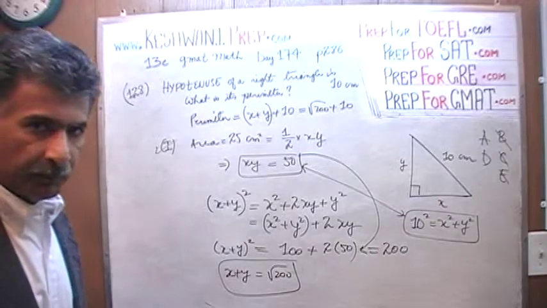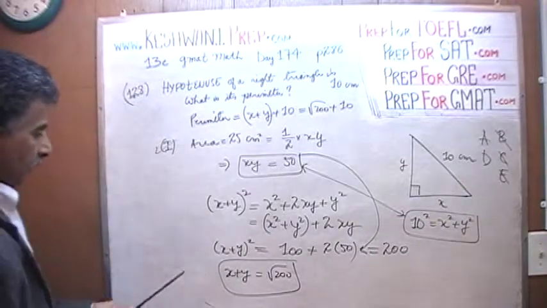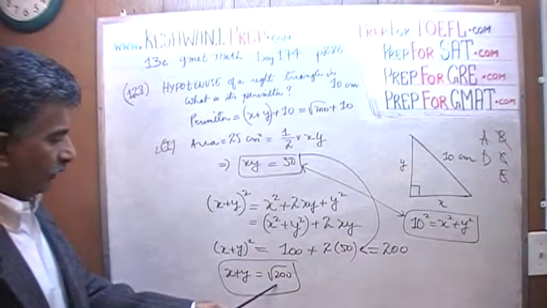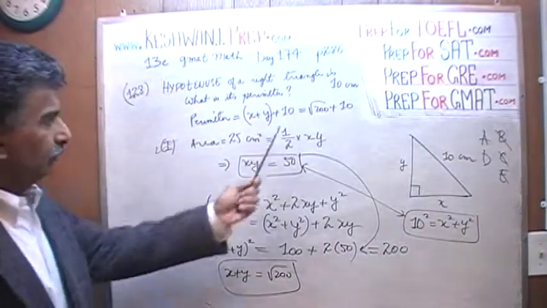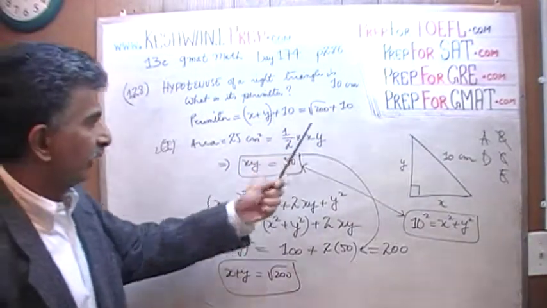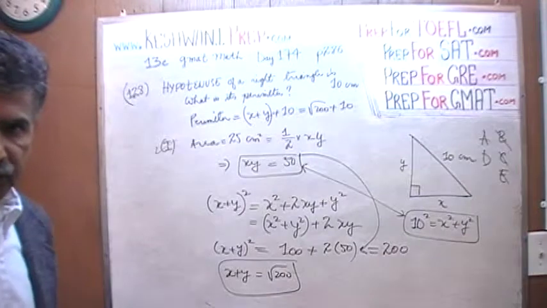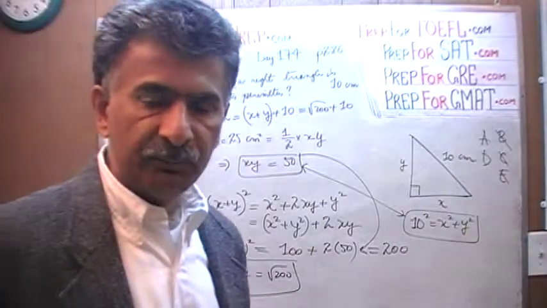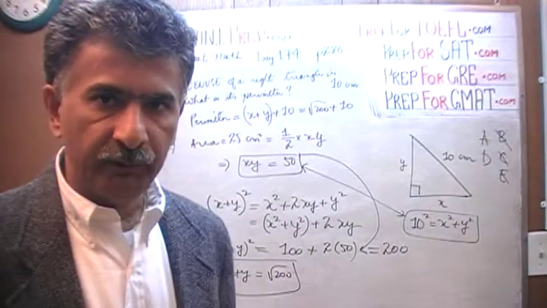But as far as the first statement is concerned, we are done. The sum of the two sides is square root of 200, and that's it. We don't have to do anything with it, just leave it like that. Don't waste your time trying to analyze it. As a matter of fact, all of this was not necessary either. Nobody is asking us to figure out the perimeter of it. They're simply asking us, do you have enough information?